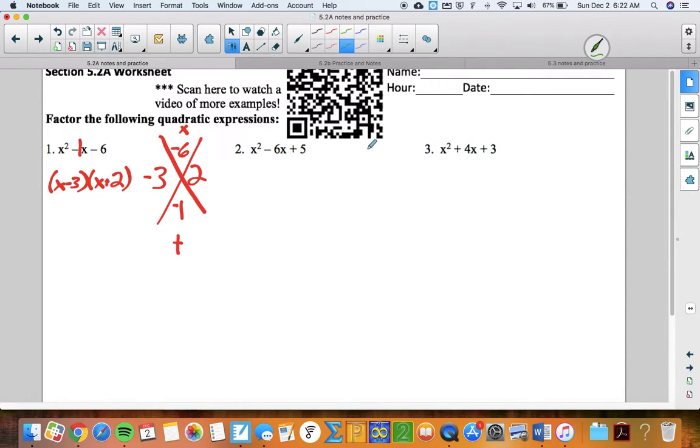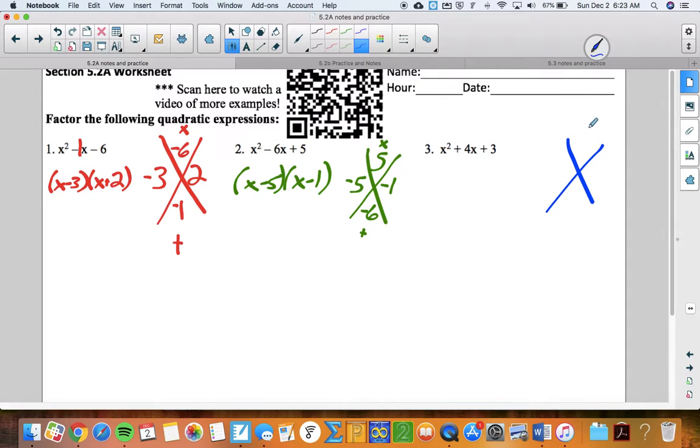Solid. Next, we're looking for numbers that multiply to +5 and add to -6. Because we're multiplying to a +5, either both numbers are positive or both numbers are negative. Because it adds to a -6, both numbers need to be negative. So -5 and -1 are the two values that do that. So x minus 5 times x minus 1. And again, for all of these answers, multiplication is commutative, so you could switch the left factor and the right factor, and you would get the same answer.